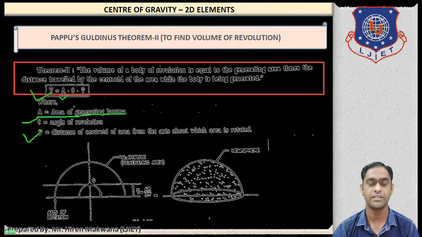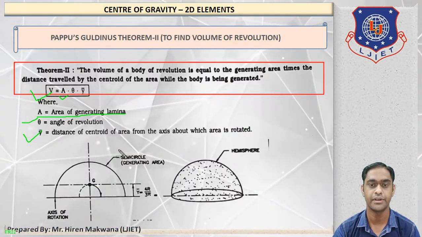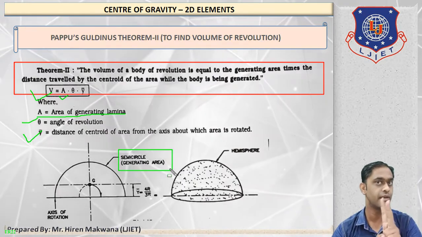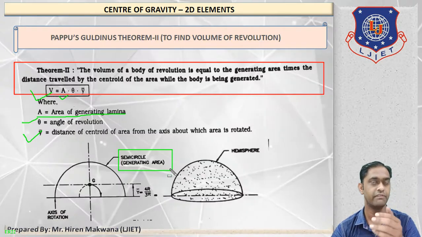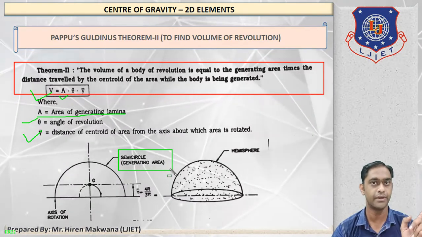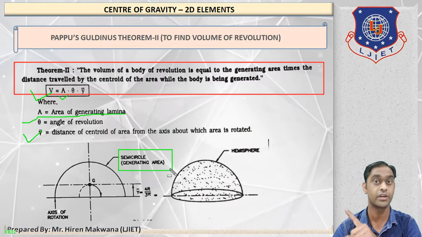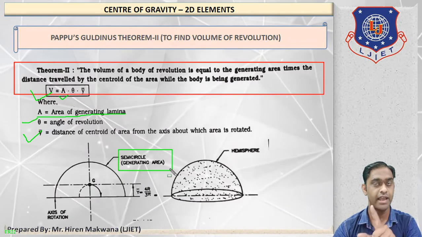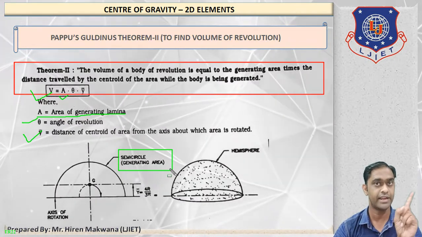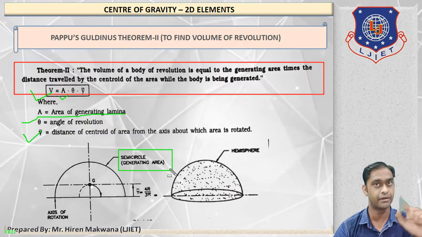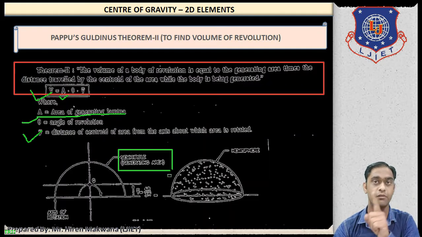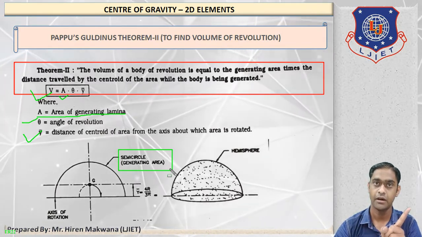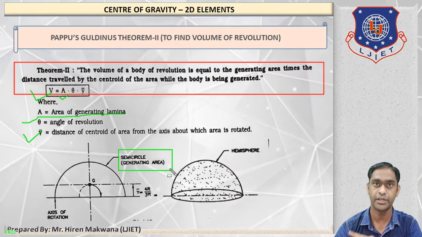In this figure, what is the area which is going to be rotated? It is a semicircle. In the first case, it is a semicircular arc, a 1D element. So we must remember this. While finding area, we will rotate a 1D linear element. While finding volumes, we will rotate 2D elements, meaning areas. Find area, rotate line. Find volume, rotate area.